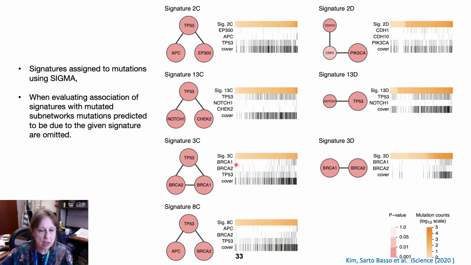Other examples where we have been able to associate mutated subnetwork with the strength of specific signature include the TP53 subnetwork associated with signature 13. In the case of the dense or cloud signature 13, this network also contains the CHEK2 gene, and also the dispersed signature 2 is associated with a subnetwork that contains PIK3CA.